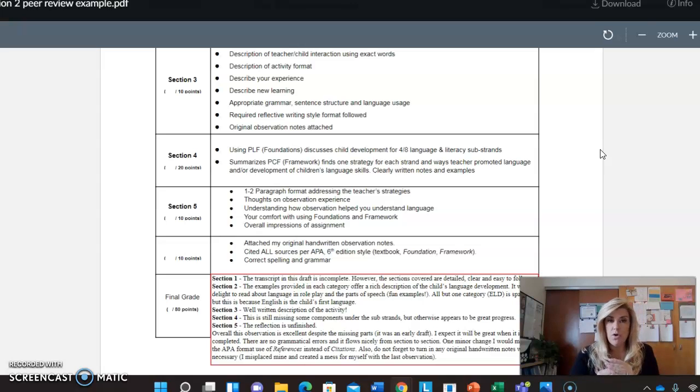Again, the recording of going over the observation is embedded in the module that we went over it with, which is module 7. So that link is in there for you if you want to use that as a resource. It's a wonderful resource as well.